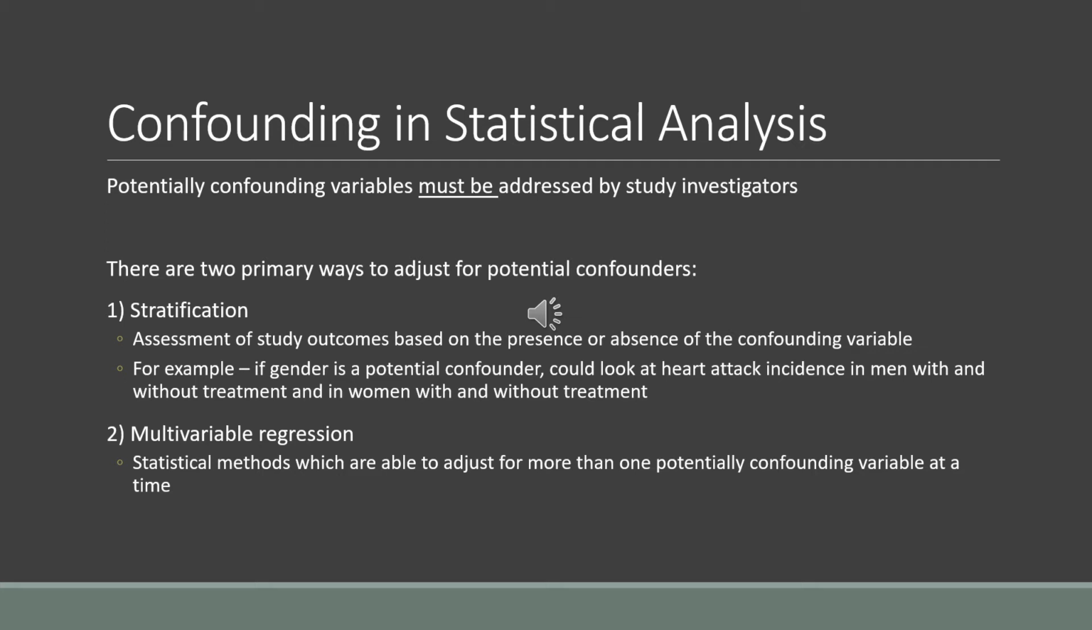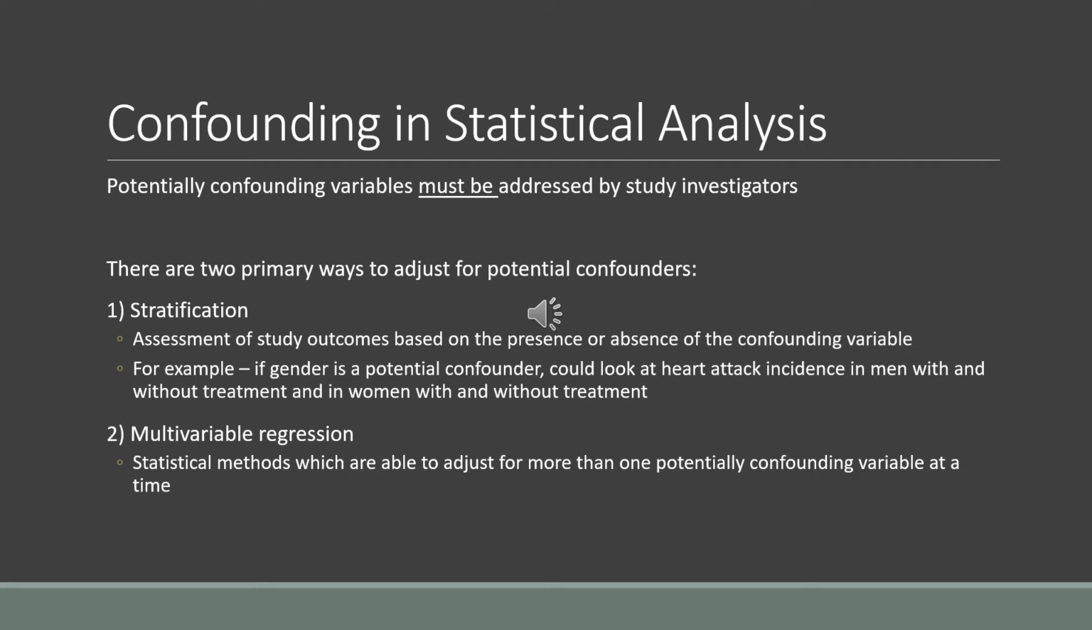Once you identify potentially confounding variables in your study based on baseline characteristic assessment, you must address them statistically, or else the association that you observe between your exposure and your outcome will not be the true association. So there are two primary ways to adjust for potential confounding variables. One is stratification, which involves assessment of study outcomes based on the presence or absence of the confounding variable.